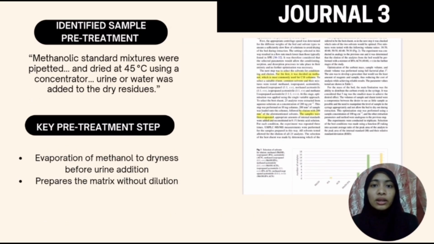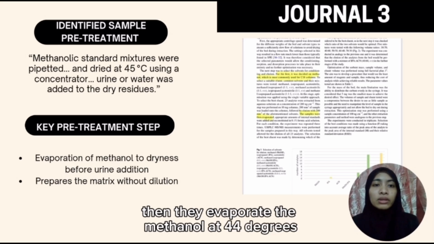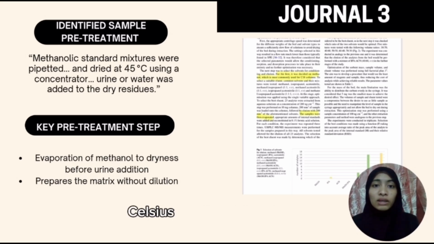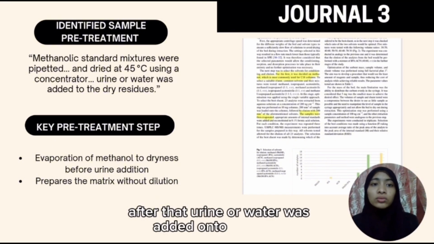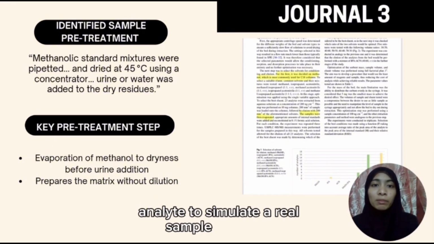In the last journal, in this case, the researcher first added a methanolic solution of drug standard into Eppendorf tubes. Then they evaporated the methanol at 45 degrees Celsius using a concentrator, leaving behind a dry residue. After that, urine or water was added onto the dried analyte to simulate a real sample condition.